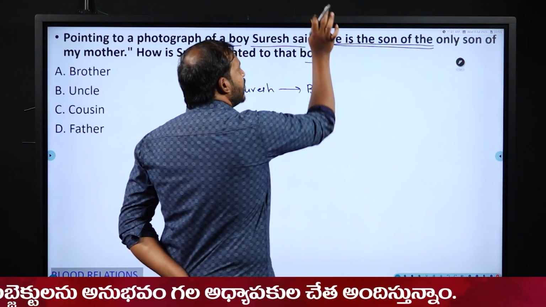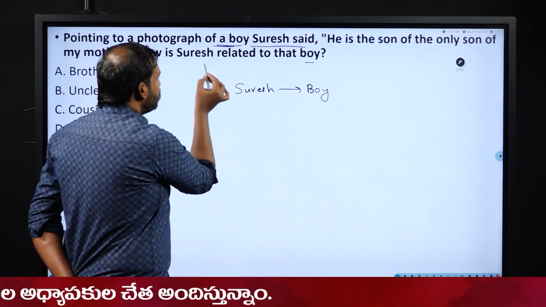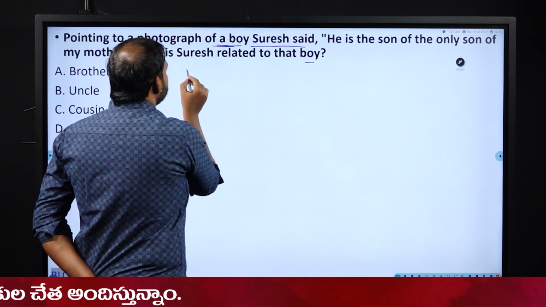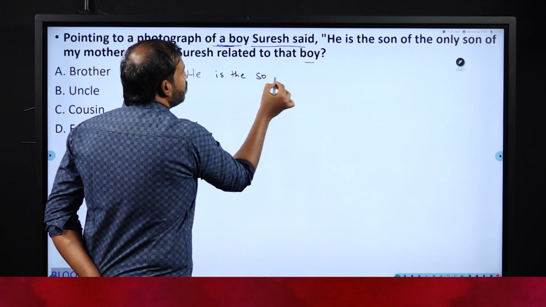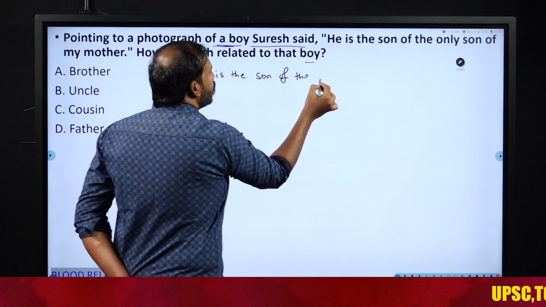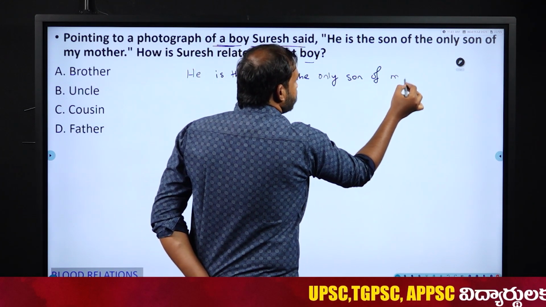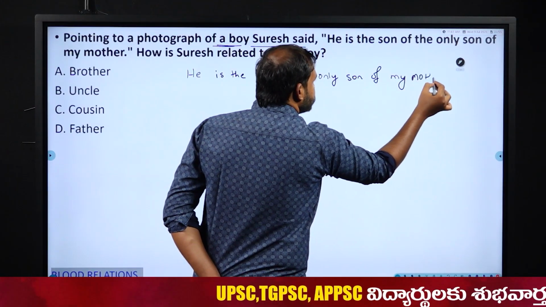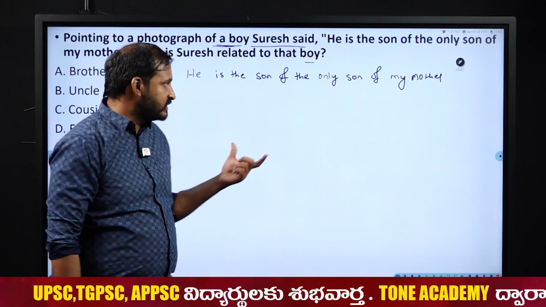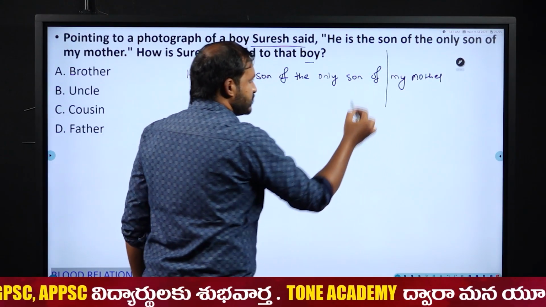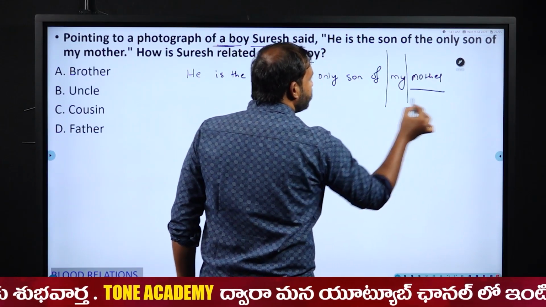Now see here students, in this pointing to the photograph case, we will have two cases. I will write the question once again here. He said that he is the son of the only son of my mother. That is the statement, right? Whenever we see this type of pointing to the photograph case, we will divide it into two parts. One is after my and the other one is before my.